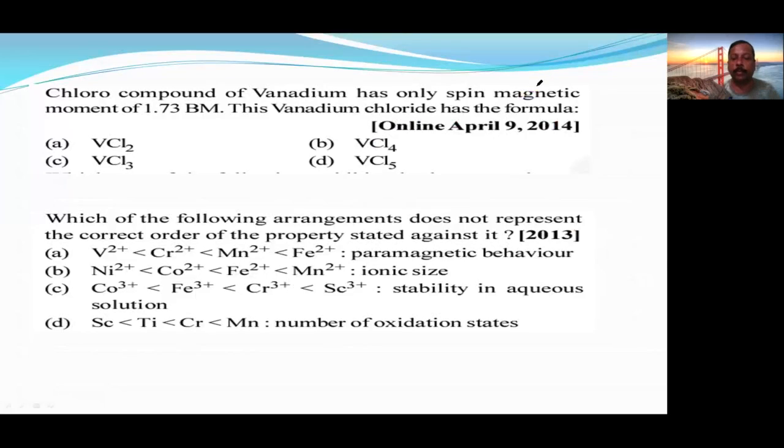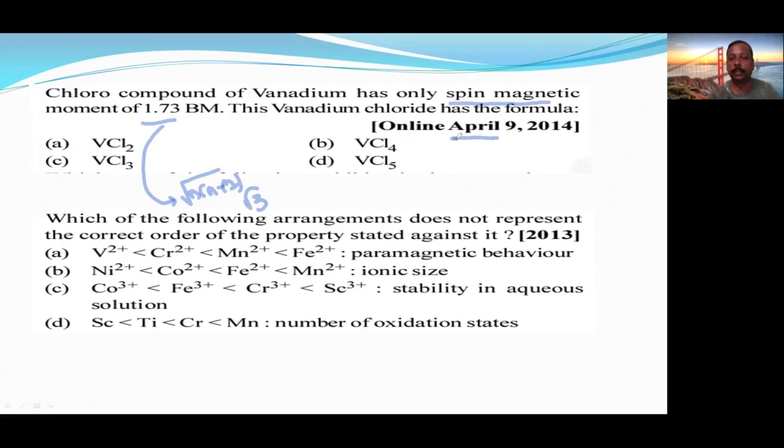Okay, next question, memory based as well as solving. A chloro compound of vanadium has only spin magnetic moment of 1.73. The formula for the magnetic moment is root of n into n plus 2. So 1.73 is root 3. Accordingly, you can find out the number of unpaired electrons. Then for vanadium chloride, to get this many unpaired electrons, what should be the oxidation state of vanadium?